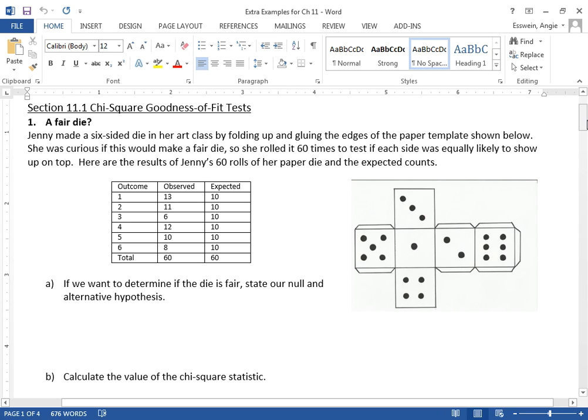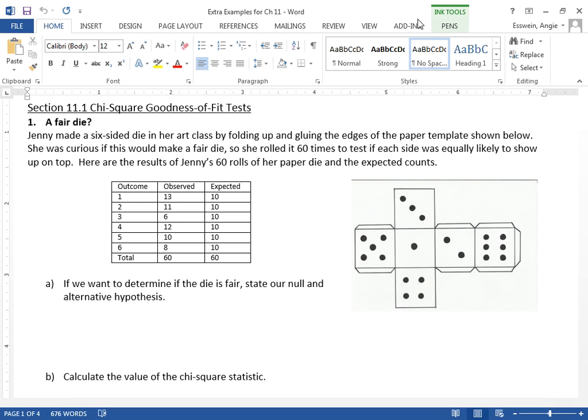But what makes this different is it's the distribution of one variable. So there are lots of different categories, more than one category. You could roll a 1, 2, 3, 4, 5, 6. That's a categorical variable, right? Everything in this unit is categorical. So we have to look at the whole distribution of just one variable, and that's how you know it's a chi-squared goodness of fit test.